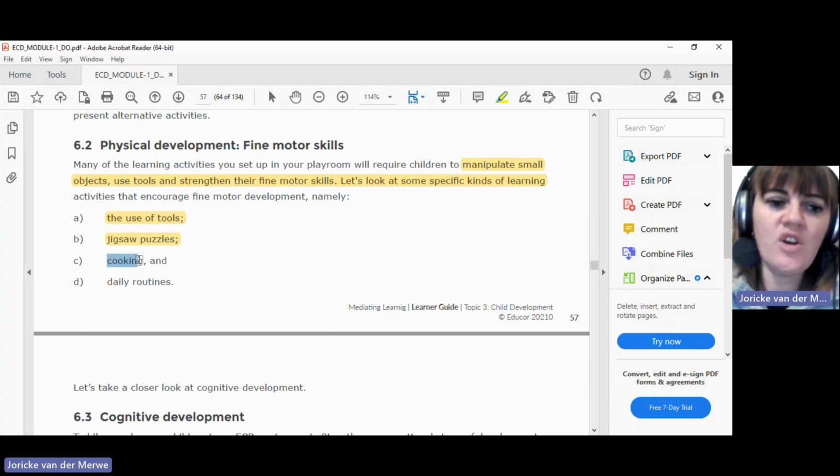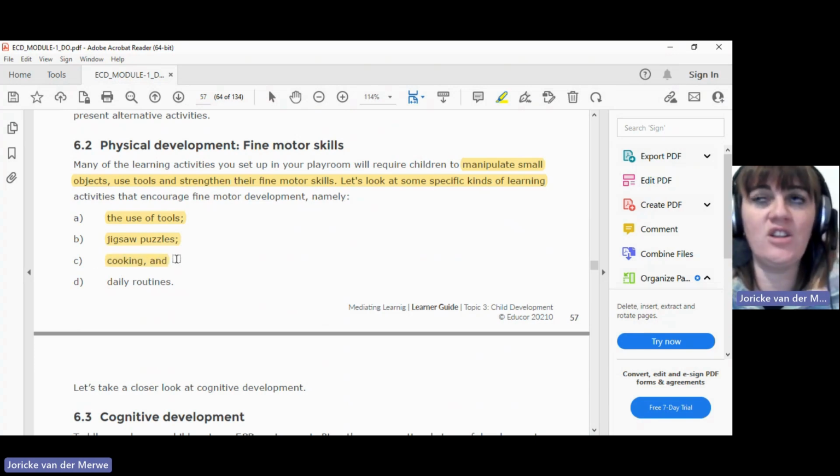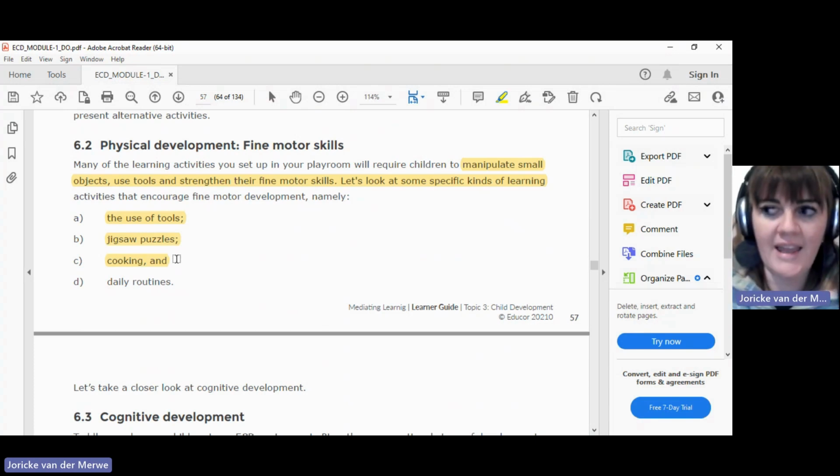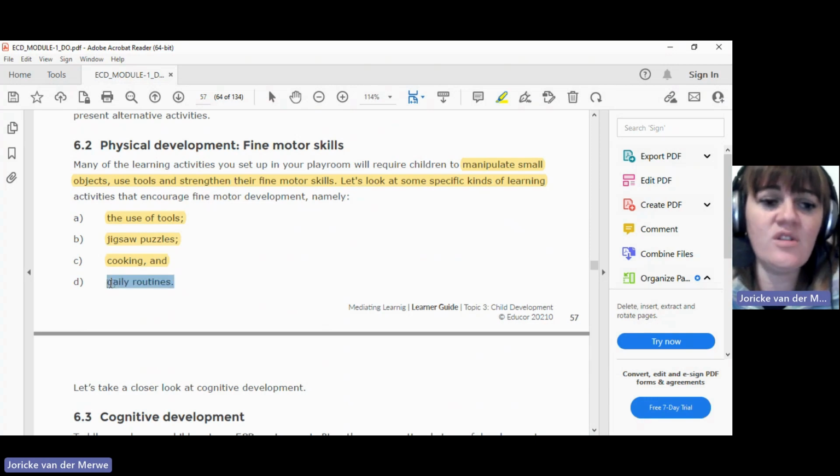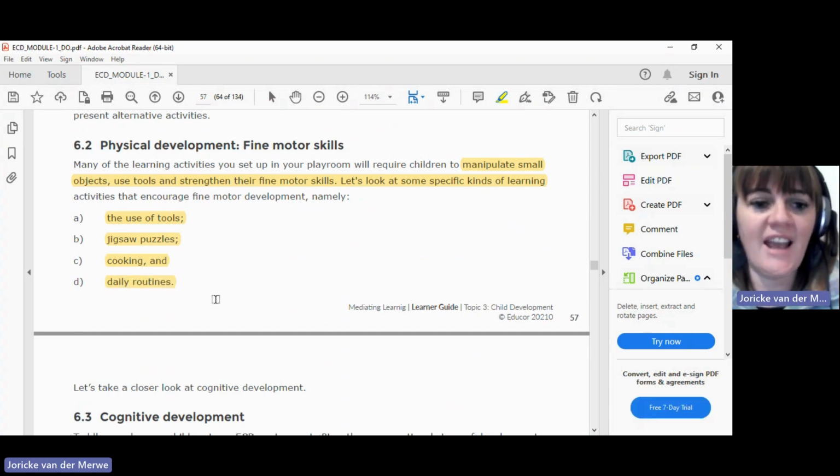Cooking also has to do with the fact that you're using different utensils and tools, and they can hold them and stir. Another very important one is daily routines, like brushing your teeth and washing your hands. I just wanted you to be a bit more specific than just saying tearing. Tearing a piece of paper, yes, but also pasting it to another one.